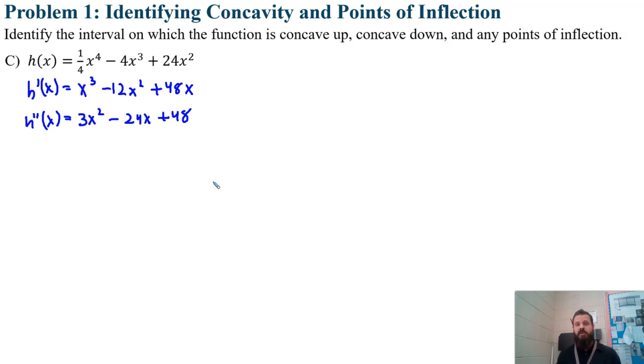And again, to answer questions about concavity and inflection points, we need to figure out what the signs of our second derivative are. So let's start off by figuring out where it's equal to 0. So I'm going to set 3x squared minus 24x plus 48 equal to 0. Now, hopefully this guy factors. Let's pull 3 out of everything to make life a little easier.